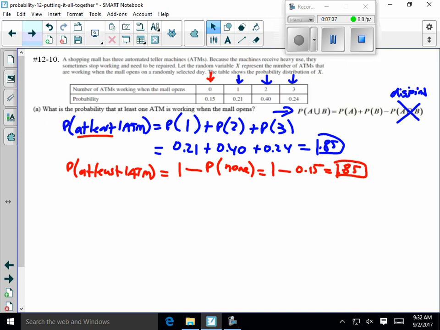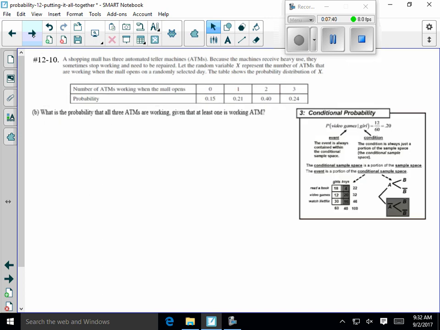Okay, for the second one, the probability that all three ATMs are working given at least one is working, the fact that it's got this given case in here makes this a conditional probability. And so just to remind ourselves about conditional probability, you have to write it like this, where you have the probability of something given a condition, and then the condition is what determines the denominator of the fraction, and the numerator is the portion of that condition that meets the event. So it's a conditional sample space. If I wanted to think of this problem as a conditional sample space, we would write this: the probability that all three are working given that at least one is working.